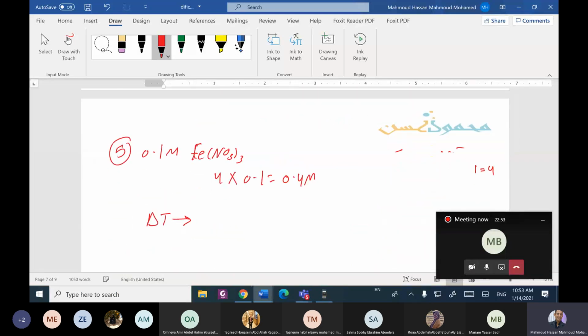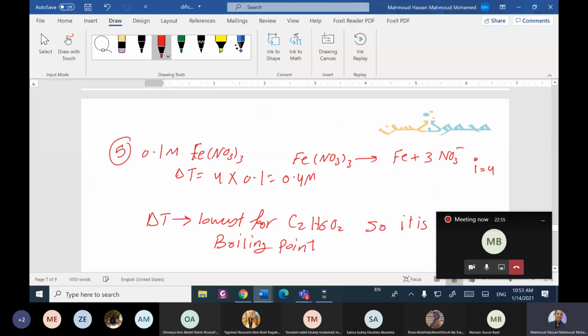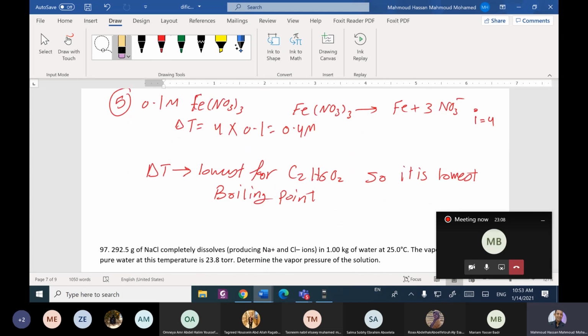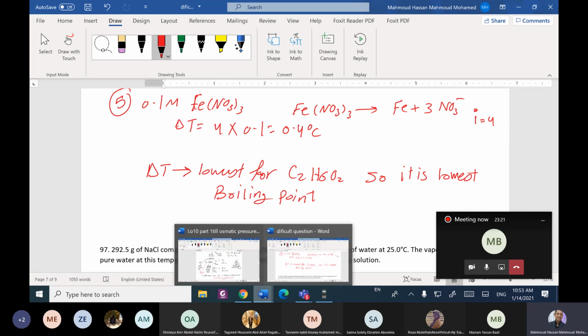The last one, iron nitrate, gives 4 moles of ions. So delta TB is 4 times 0.1 equals 0.4 degrees Celsius. Delta TB is the lowest for the glucose sugar, so it has the lowest boiling point. According to the rule, we can solve this problem.